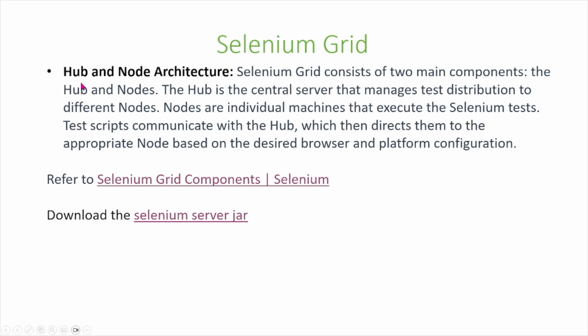Here we're going to talk about the hub and node architecture. Selenium Grid consists of two main components, the hub and nodes. The hub is a central server that manages test distribution to different nodes. Nodes are individual machines that execute the Selenium tests, and this is what allows parallelization. Test scripts communicate with the hub, which then directs them to the appropriate node based on the desired browser and platform configuration. For more details on this hub and node architecture, you can visit this website right here.